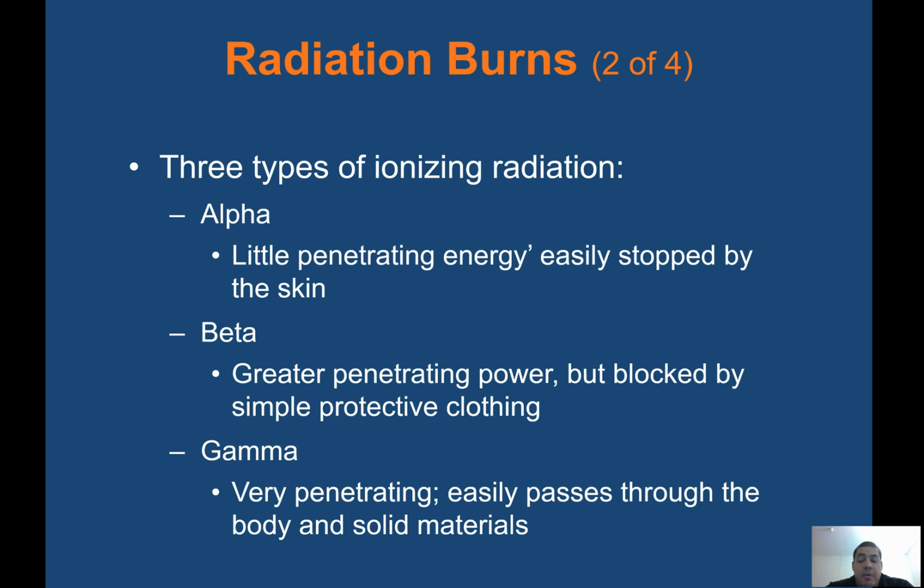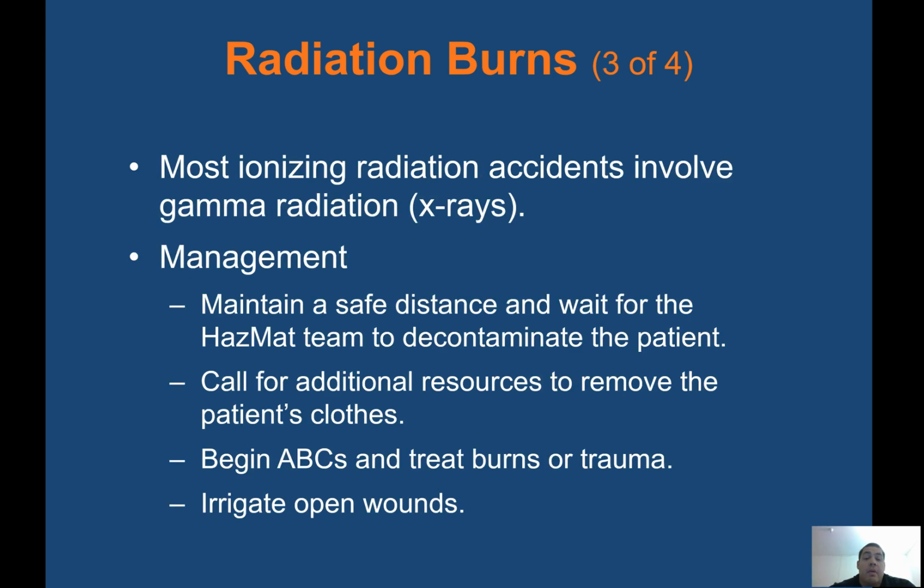So an example of gamma is probably going to be a CT scanner. When you go in there, they usually have you wearing a vest or something like that because of all the radiation going on. And that's why all the people in the room stand behind the wall or even wear protective gear. So most ionizing radiation accidents involve gamma radiation or X-rays.